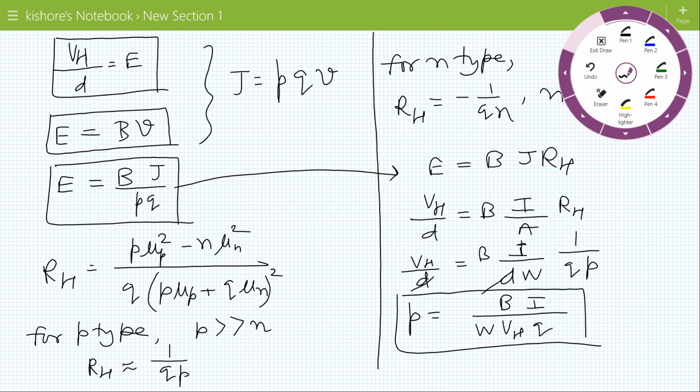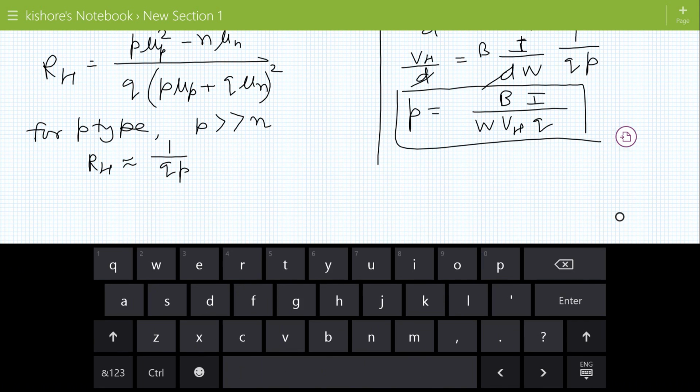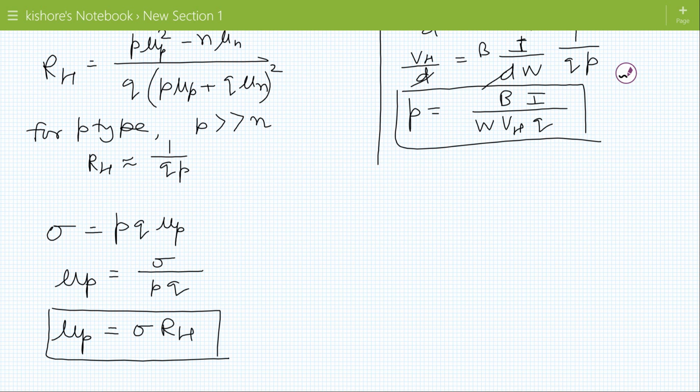Now the conductivity for a p-type semiconductor is P Q mu P. If the conductivity of the semiconductor is known, then mu P is sigma divided by PQ, and this 1 by PQ is the RH. So in this way we can find out the mobility of the semiconductor.